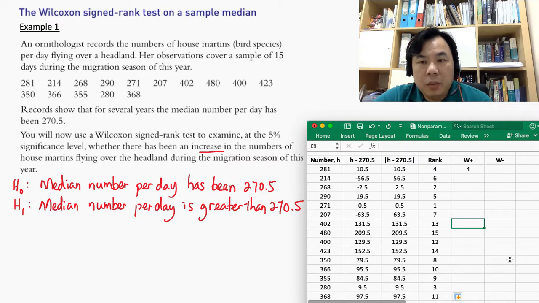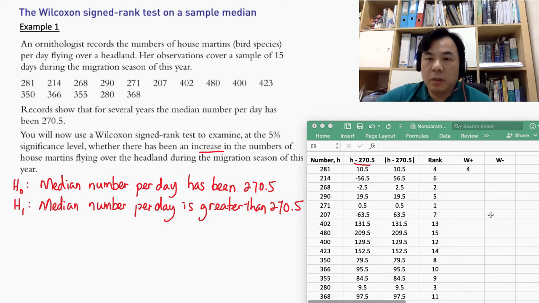Now, after that, we are going to partition. In my notes, I did mention partitioning the ranking based on the deviation, not based on the absolute deviation, but based on the deviation itself, whether it's positive or negative. If it's negative, then we're going to write it down here. For instance, rank number 4 has a positive deviation, so I'm going to write it down here. Rank number 6 has a negative deviation, so I'm going to write it down here instead.